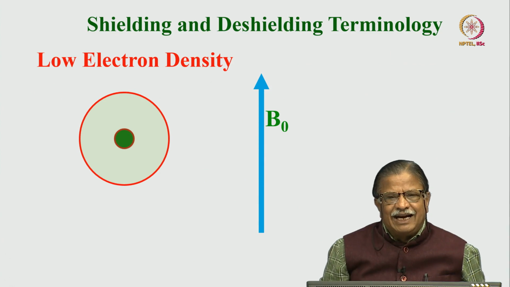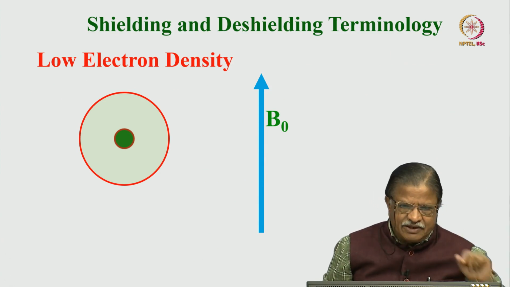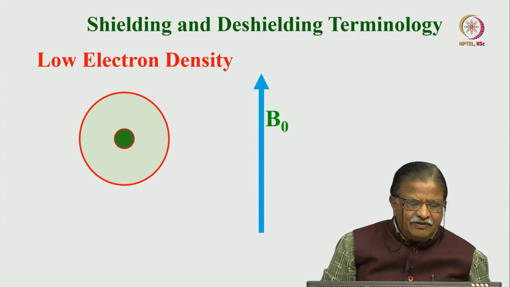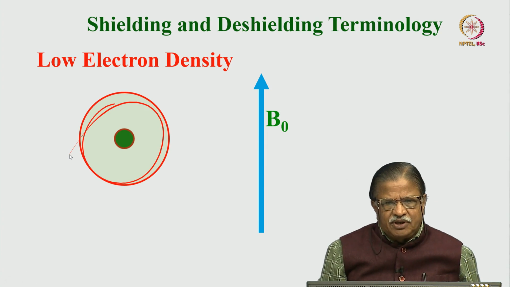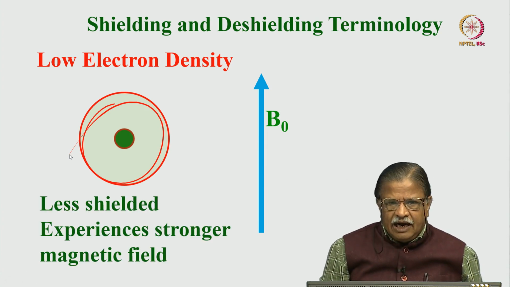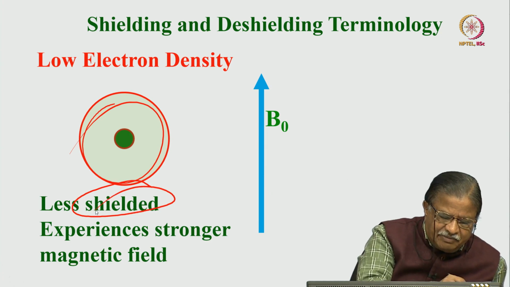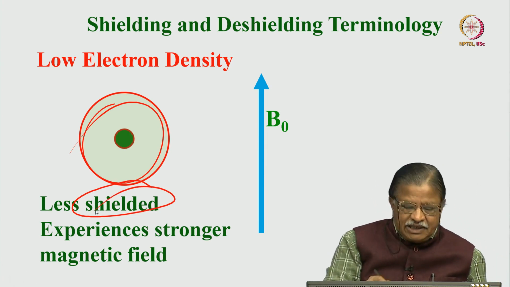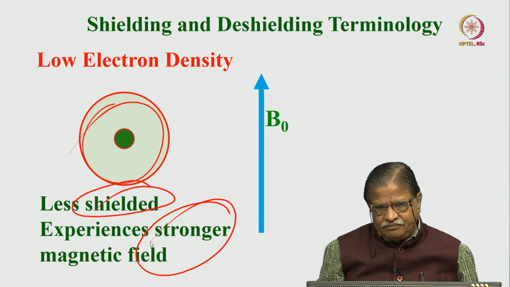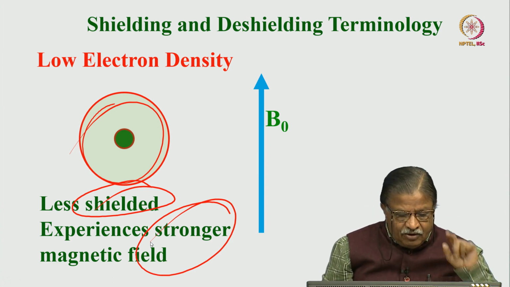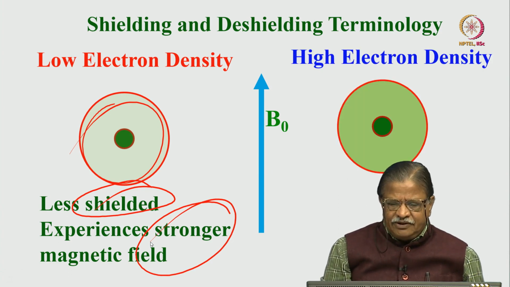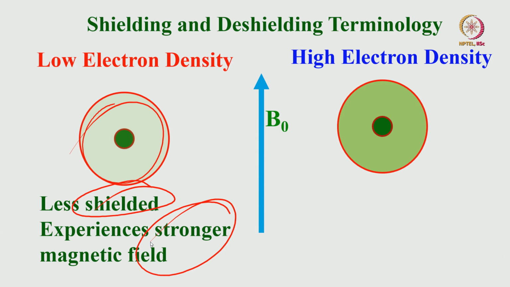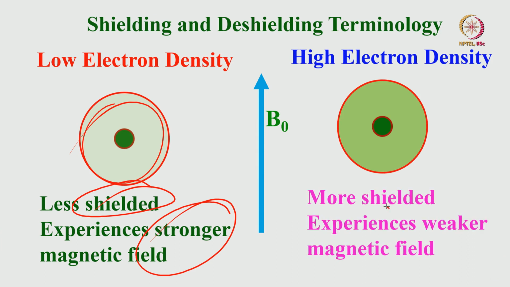Now we use shielding and deshielding, some terminology which is very much essential to understand. Let us say there is a nucleus here, there is charge distribution, very small charge distribution, I will say low electron density, and low electron density means less shielded. It means it experiences a stronger magnetic field. You understand? Less shielded, you experience a stronger magnetic field, and a high electron density like this, much thicker than this, you can see electron density, and then more shielded, you experience a weaker magnetic field.